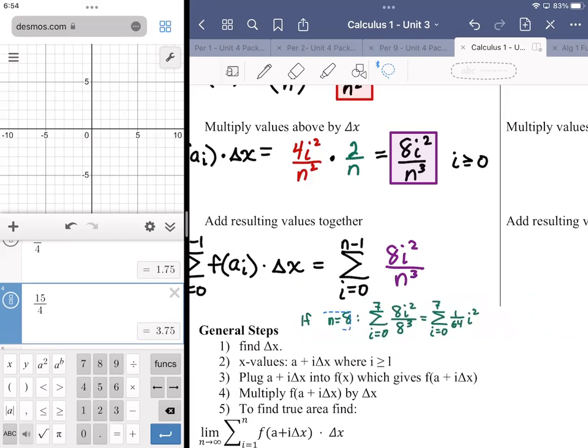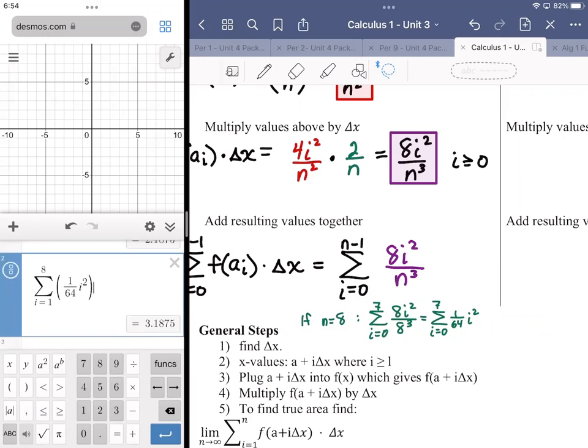Because what I want to come up with is not just a rule that's going to help me get the answer for 8 rectangles. I wanted to do it for like 1,000 rectangles, because the more rectangles you have, the more accurate your result is going to be.